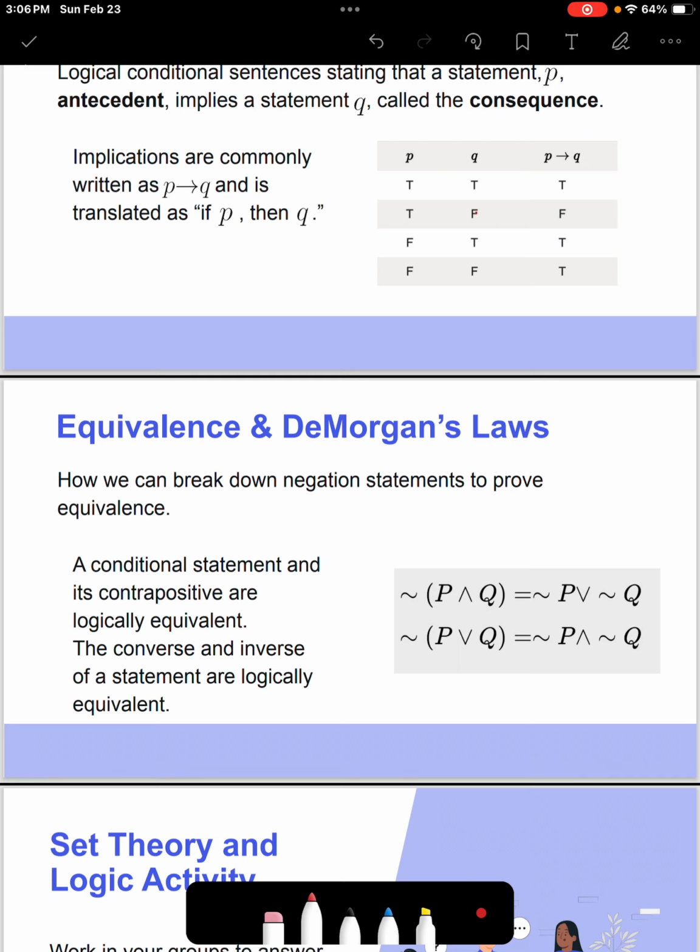So let's talk about equivalence and De Morgan's law. How do we break down negation statements to prove equivalence? A conditional statement and its contrapositive are logically equivalent. The converse and the inverse of a statement are logically equivalent. So that's this stuff here.